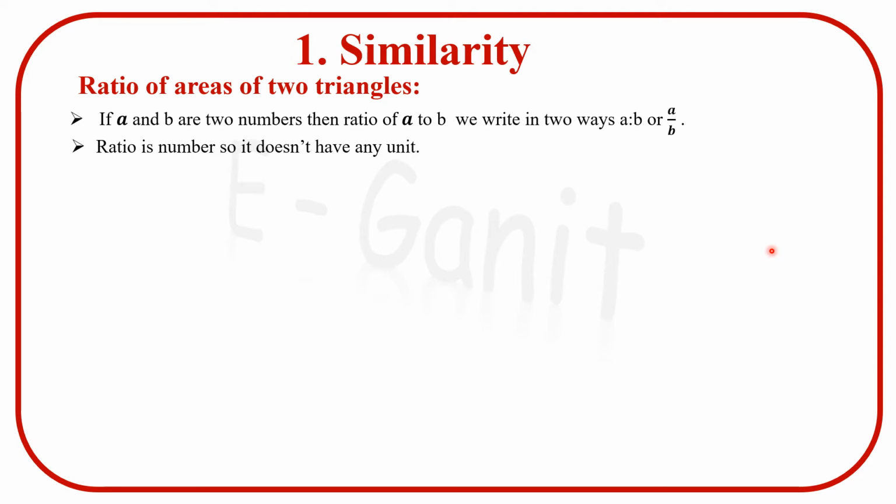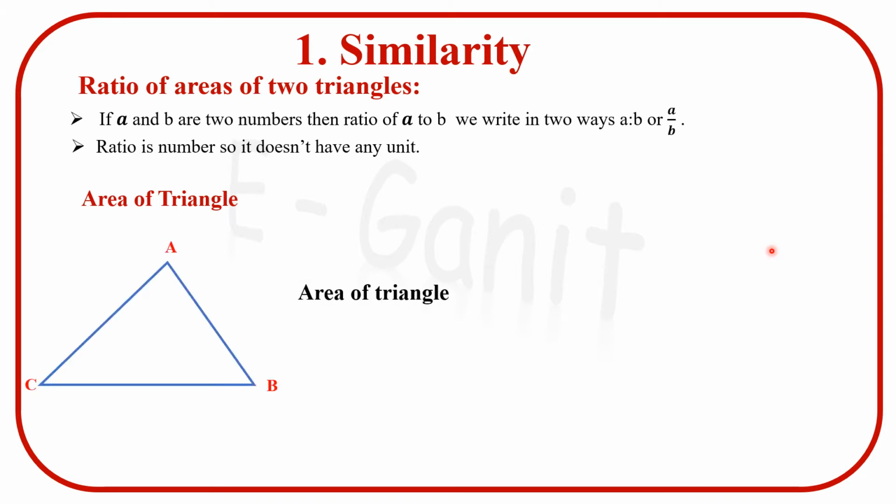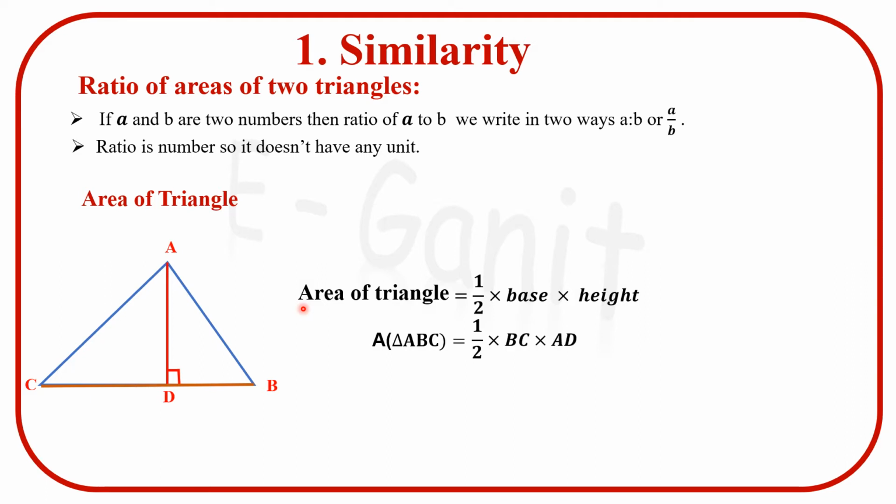Now we recall the area of a triangle. What is the formula for the area of a triangle? First we draw triangle ABC. Area of a triangle is equal to half into base into height. If we take BC as the base, then AD is the height, from the opposite vertex. The perpendicular height is drawn from the vertex opposite to BC. Area of triangle ABC is equal to half into BC into AD.